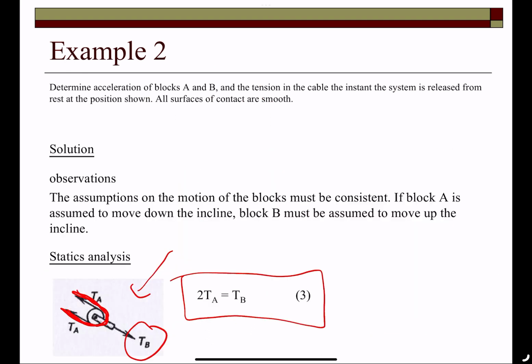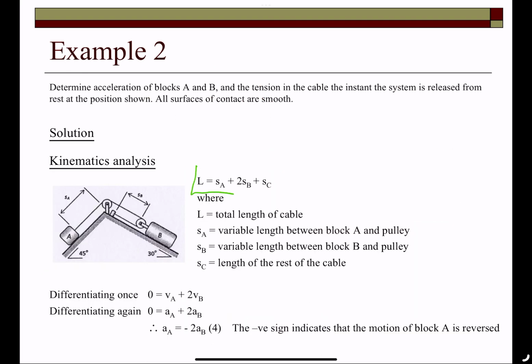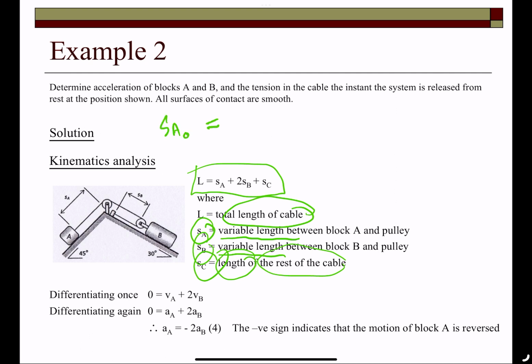Sorry, okay. So this one is the total length, the total cable. SA is the variable length, which varies, and SB is the variable length, which varies as well, but the length of the rest of the cable will be constant, will be similar. You have to understand that SA initial is not equal to SA final, so that's why we put variable.